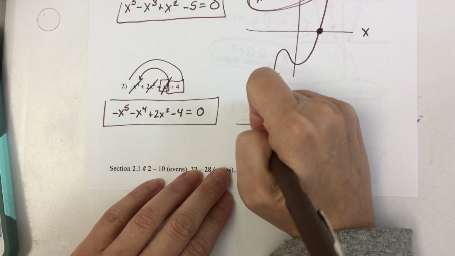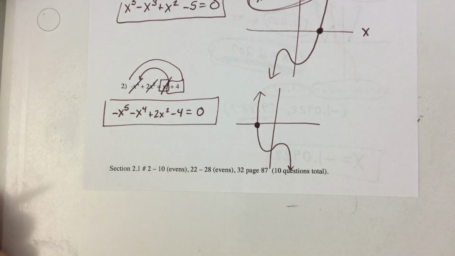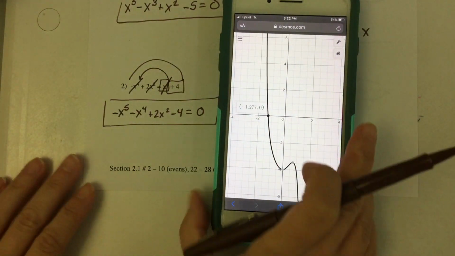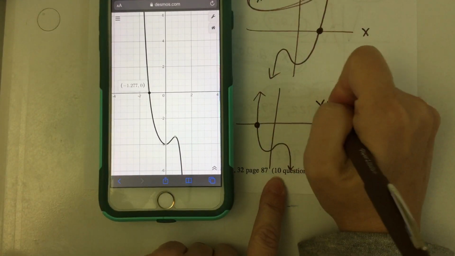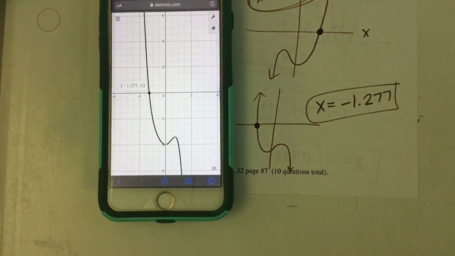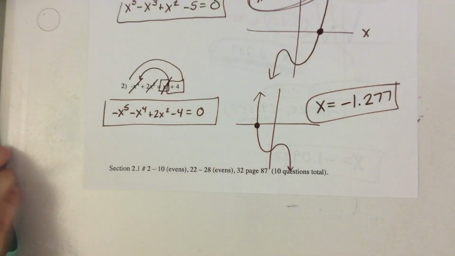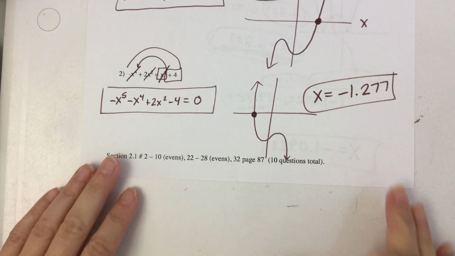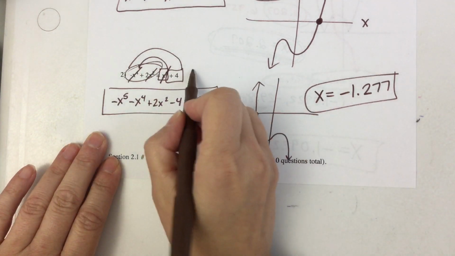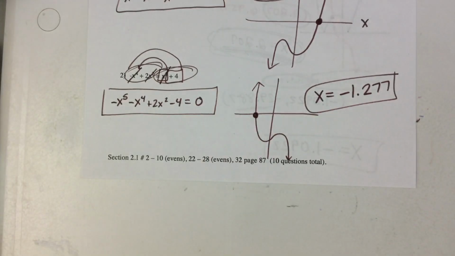When you're doing the x-intercept method, what you're looking for is where does your graph cross the x-axis? There is one location. So at that one location, whatever the x value is, that is your solution. So here, our solution, x equals negative 1.277. If you filled that value into this side of the equation and into that side of the equation, the two sides would equal. Okay, so solve by graphing.